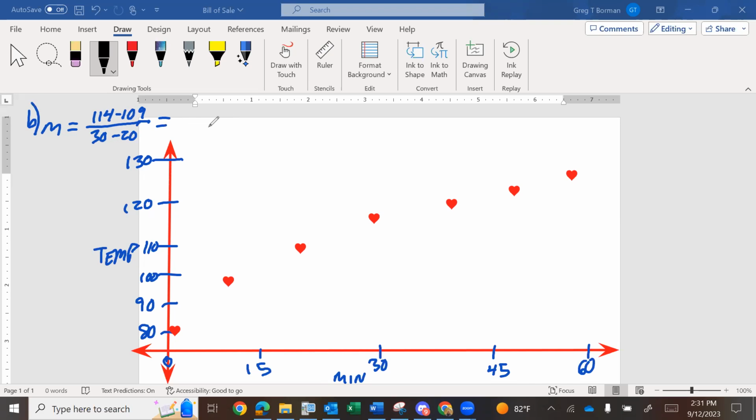I mean, it'd be really different if the temperature went up 5 degrees over 200 minutes. Over 200 minutes, the temperature is going up, but not nearly as fast. So if we divide that out, we get 0.5, or 1/2. But we are supposed to tell what this means.